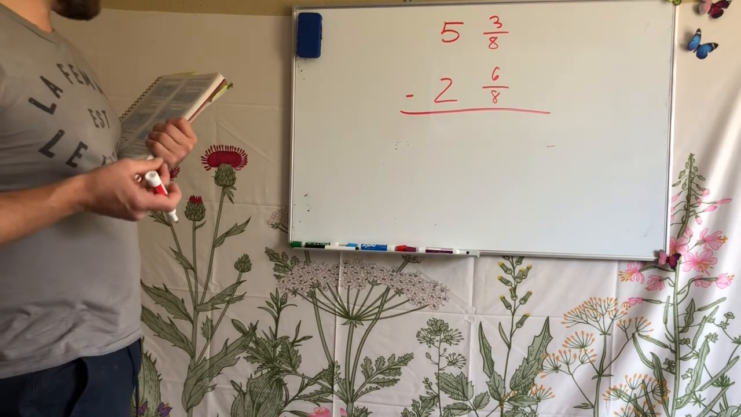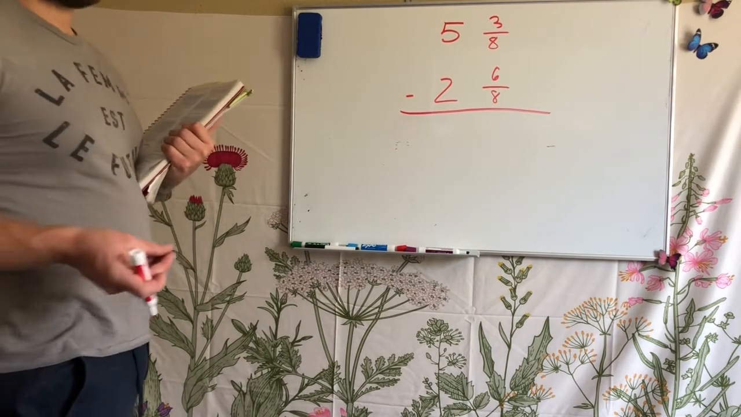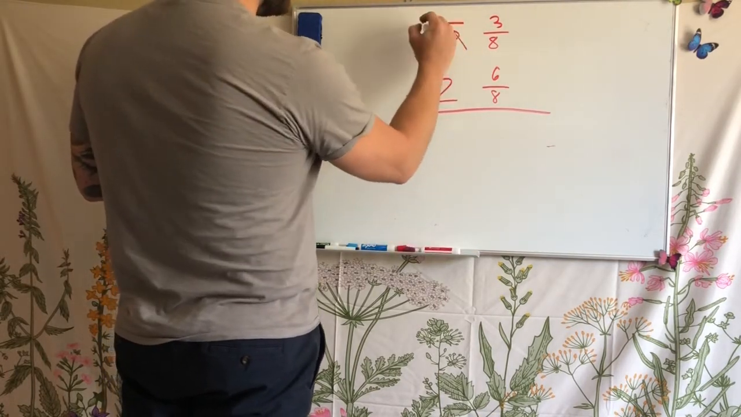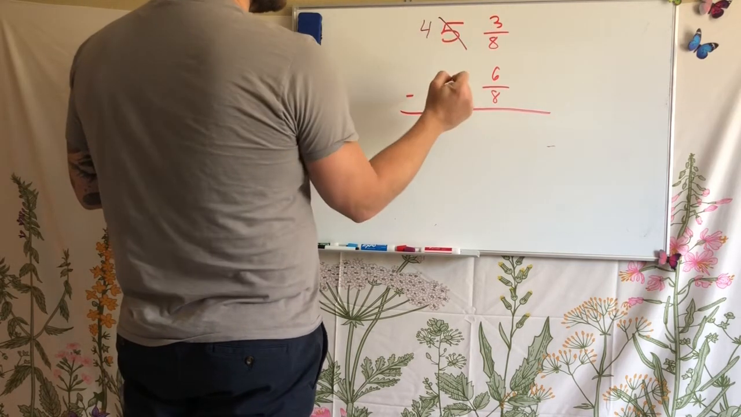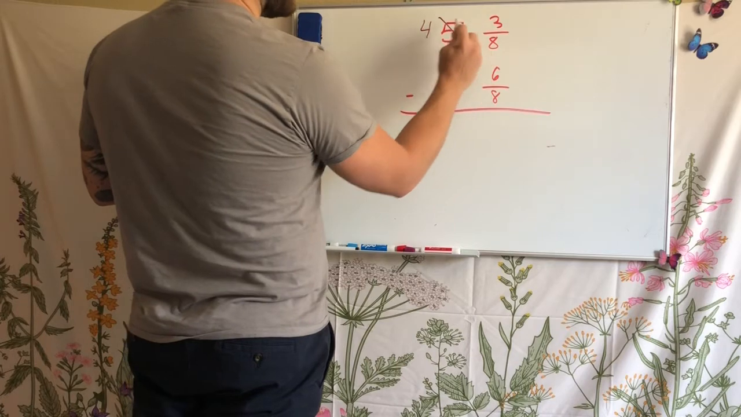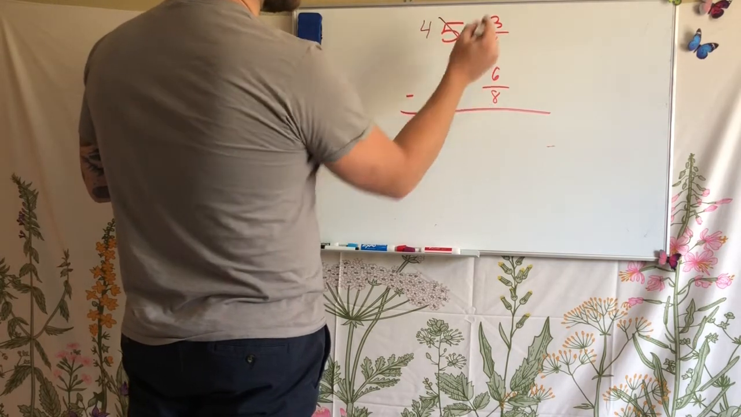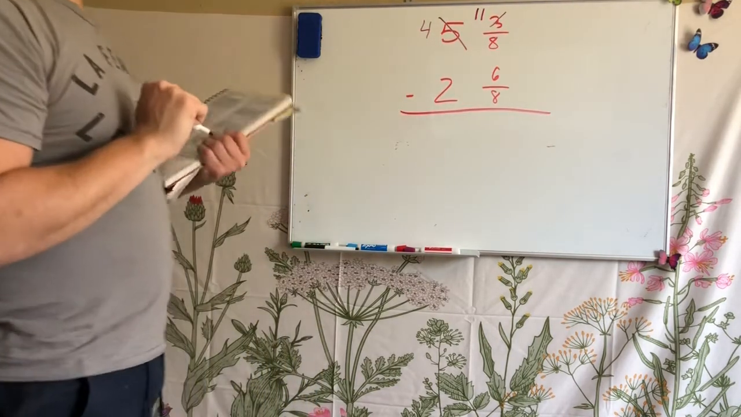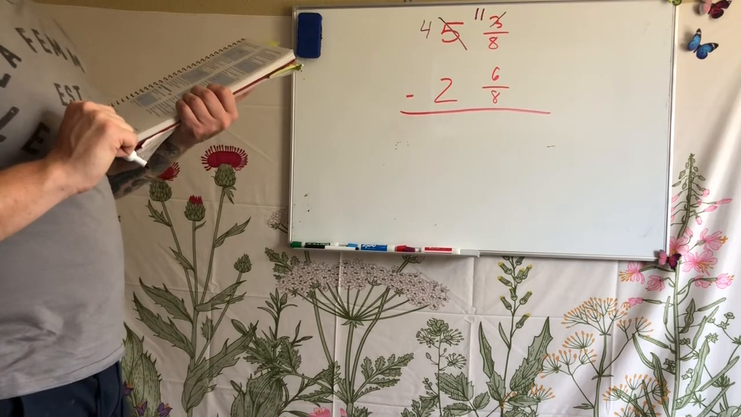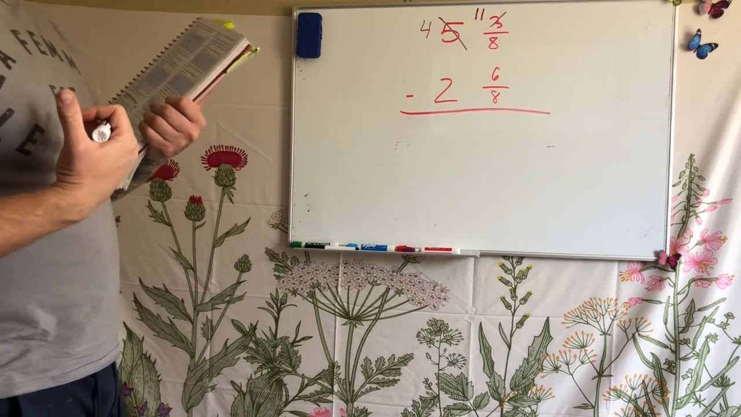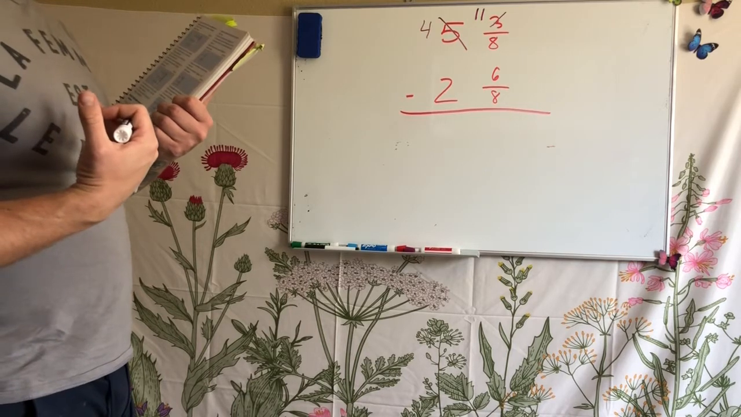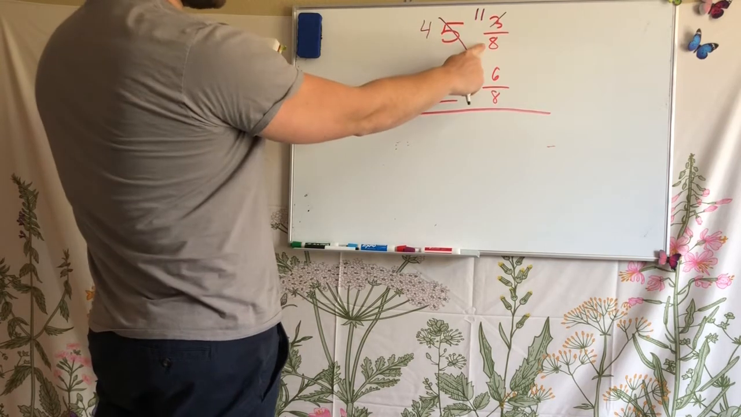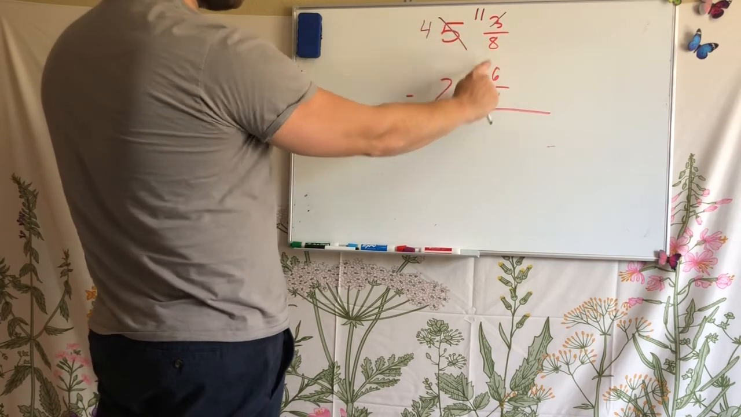We take 1 from the 5 and add it to the 3/8. So we're going to cross this out, turn that into 4, and turn this, so we're taking 8 out of 8, and adding it over here. So we're adding 8/8 to 3/8, so now we have 11/8. This is our new fraction. Now we rewrite it. What's the new whole number? 4. We turn the 5 to 4 because we took out 8/8 and put it over here. So now we can subtract 11/8 minus 6/8.